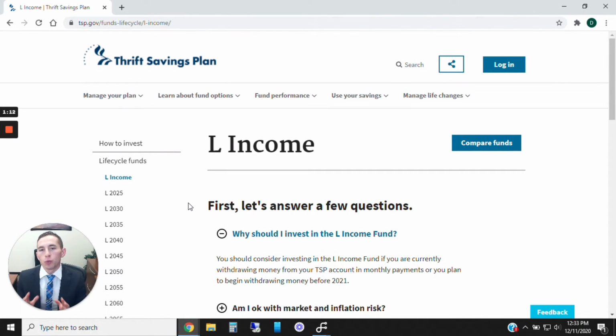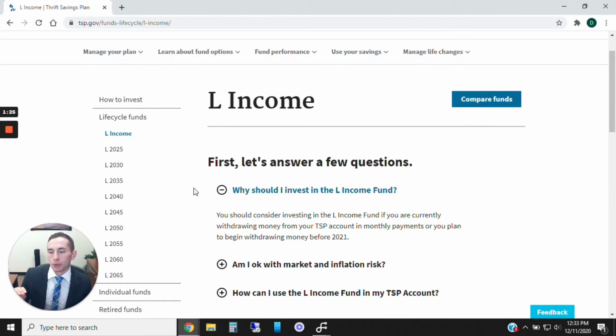Okay, so when we are talking about the L funds, the first thing you have to know is, what are the L funds? How many are there? What do they look like, sound like, all the good stuff. So if you're watching on the YouTube channel, you'll be able to see the list. But I'm going to read them off. It's L Income, L 2025, L 2030, L 2035, L 2040, L 2045, L 2050, L 2055, L 2060, and L 2065. So there's 10 L funds total.